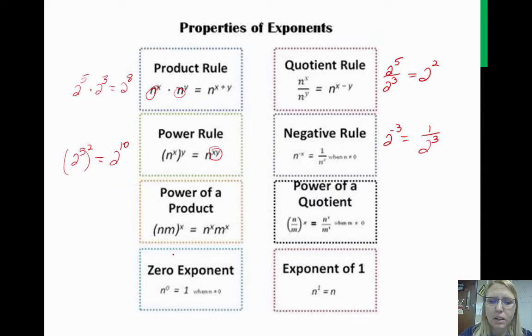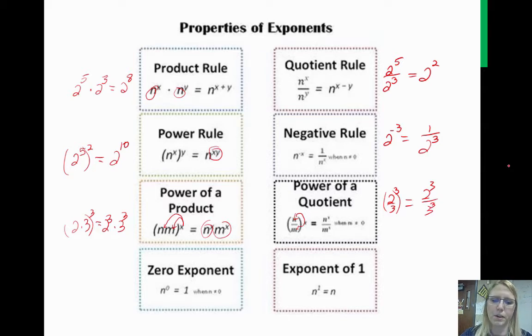Power of a product. This is kind of like reverse distribution because that x needs to go to both the n and the m. So notice that they both get the x. So if I have 2 times 3 to the 3rd power, that's the same as saying 2 to the 3rd times 3 to the 3rd. Power of a quotient is the exact same thing. On this one, both the n and the m both get an x. So if I have 2 over 3 to the 3rd, it's the same as saying 2 to the 3rd over 3 to the 3rd.